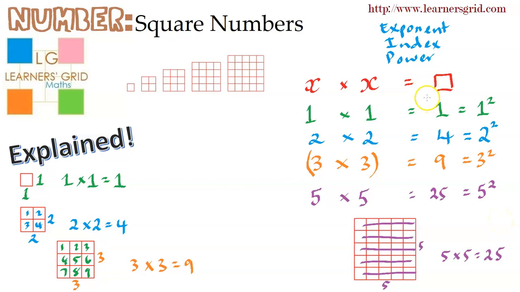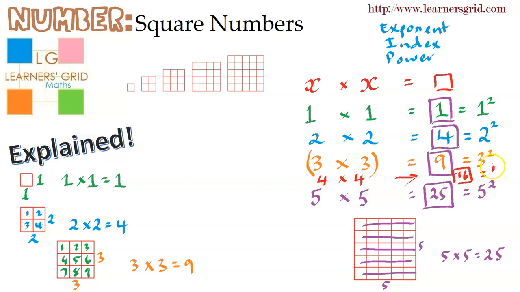So 1 is a square number, 4 is a square number, 9 is a square number, 25 is a square number, and see if you can figure out which one I missed out that should go in here. Okay, yeah, so the one I missed out was 4 times 4. That equals 16. That's a square number. And we can also represent 4 times 4 by saying 4 squared.